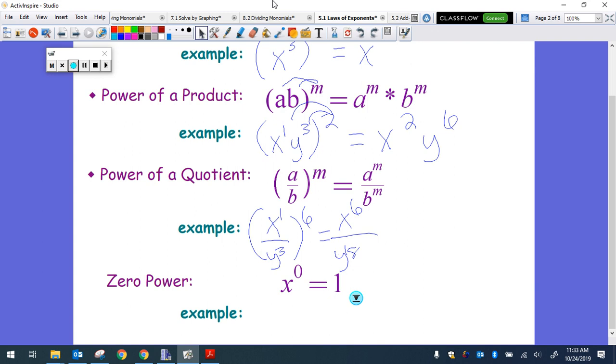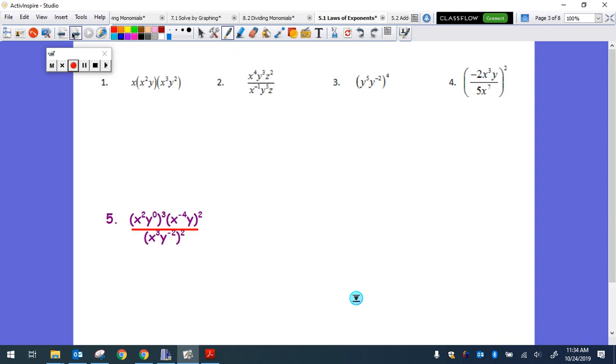Even if it's a lot of stuff. So if I had ab squared c to the 4th, all of that to the 0 power, it is 1. Anything to the 0 power is 1. So let's do some examples.